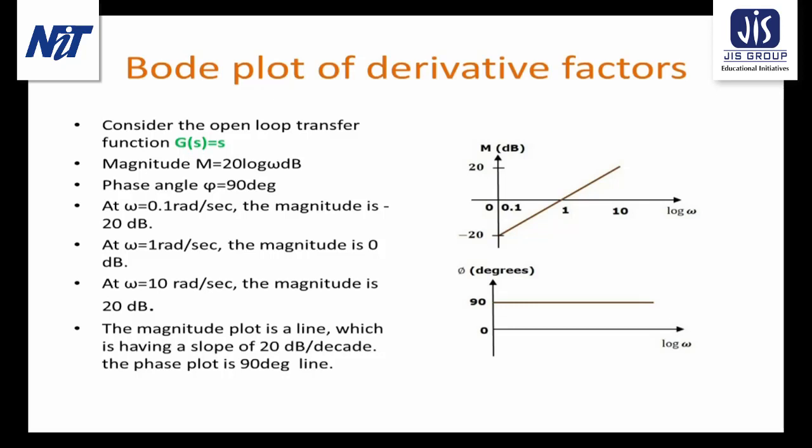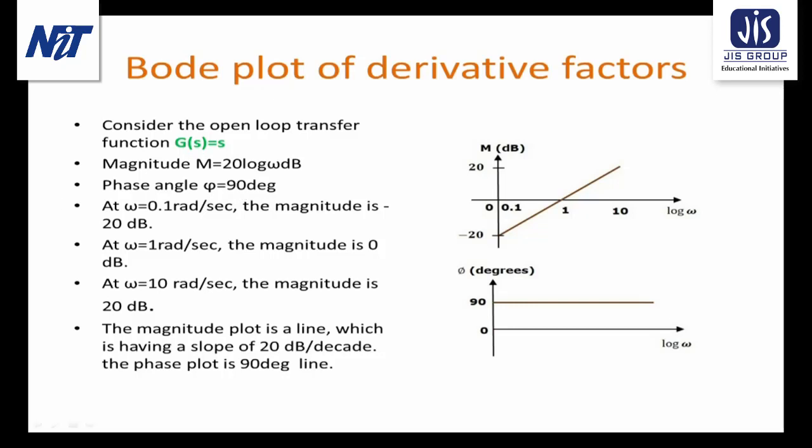So the G of j omega will be (j omega) to the power n, and the magnitude in decibels will be multiplied by n, that is n into 20 log omega dB, and the phase angle is also multiplied by n, that is n into 90 degrees. So what does it mean?